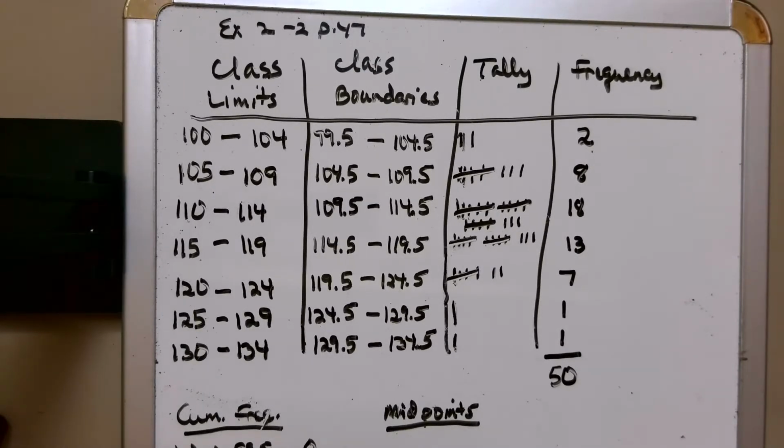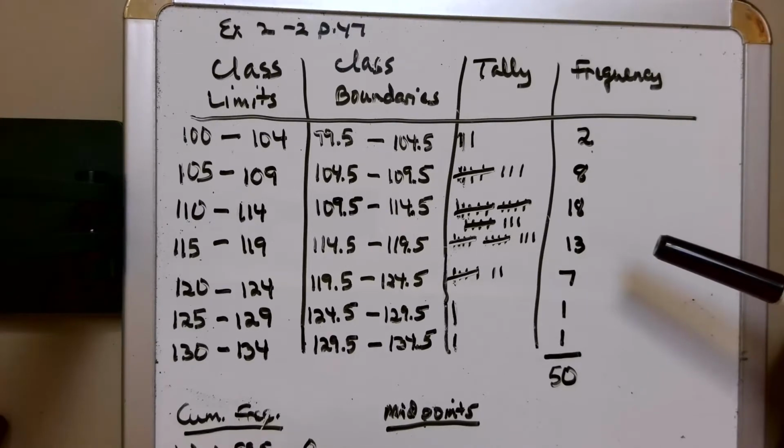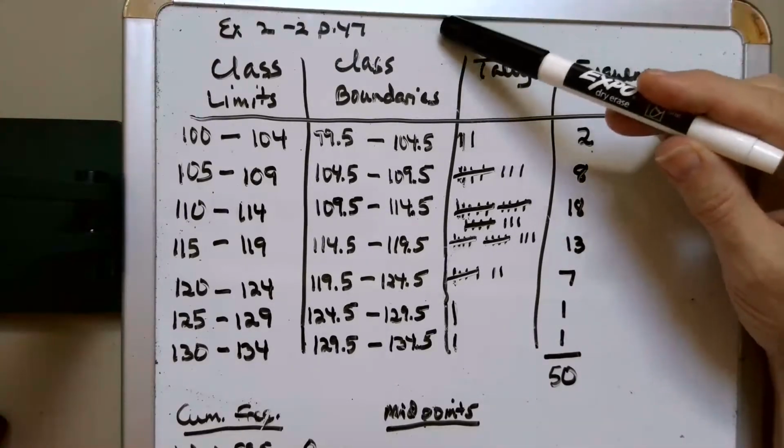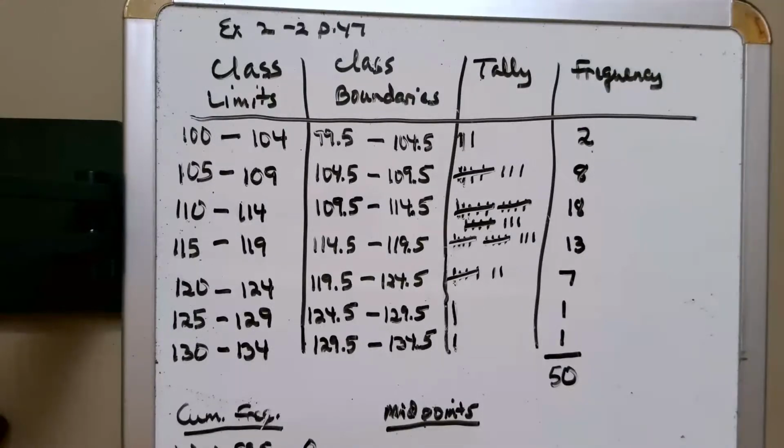And to do that, we're going to go back to the record high temperatures example from example 2-2 on page 47 from the earlier video, where we constructed a group frequency distribution with class limits, class boundaries, tally, and frequency. And we're going to use that now to make some graphs.